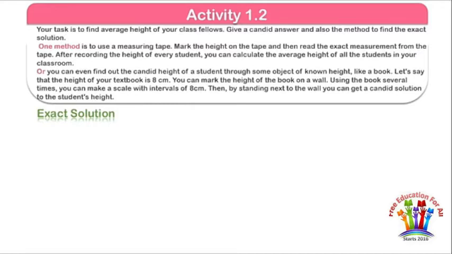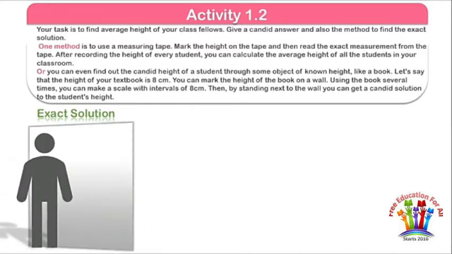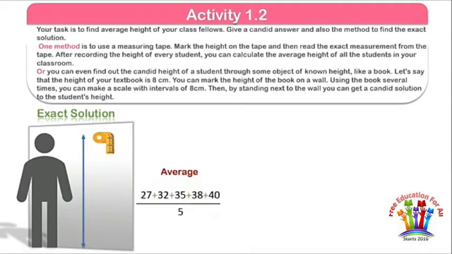In the exact solution, you will use a measuring tape. One student will stand in any place and you will measure that student's height through the tape measure. We will calculate the heights of 5 students, then add their heights and divide by 5, and we will get the average of all the students.